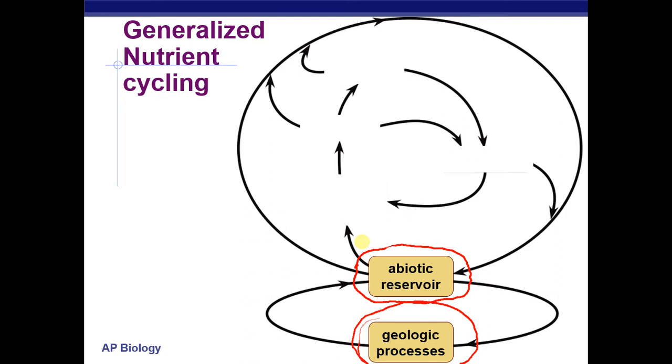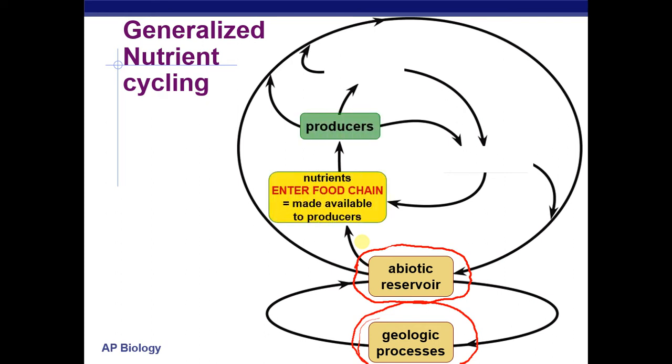So sometimes carbon dioxide, for example, in seashells, can be turned into rock, into coal, and stored that way through a geological process. And then through weathering and erosion, that carbon dioxide can be returned back to the abiotic reservoir. From the abiotic reservoirs, though, the nutrients enter the food chain or are made available to producers, to plants.